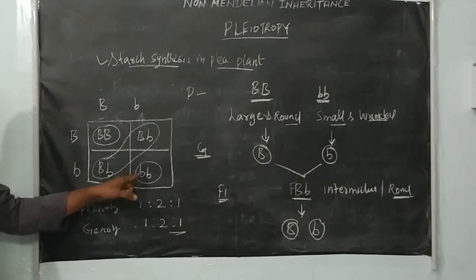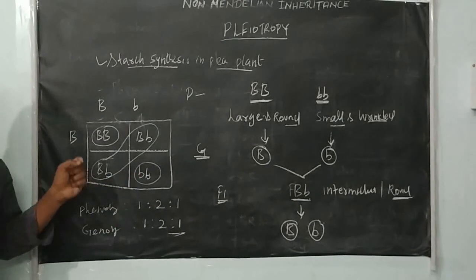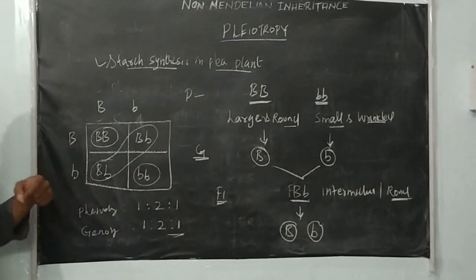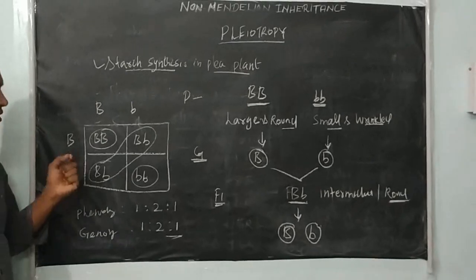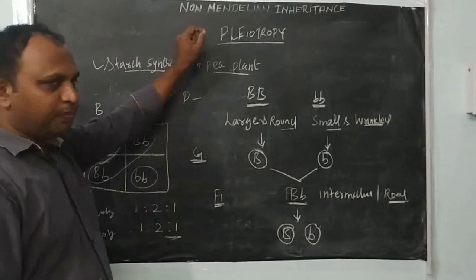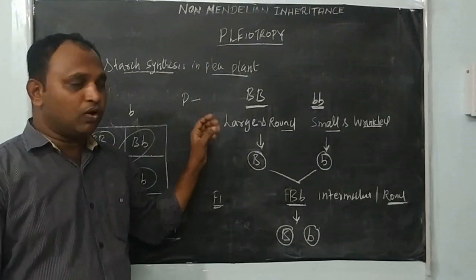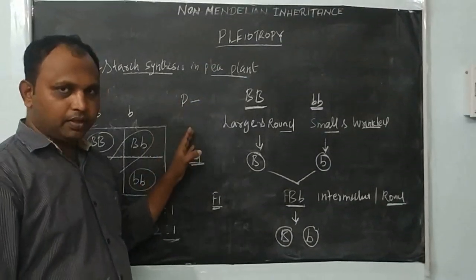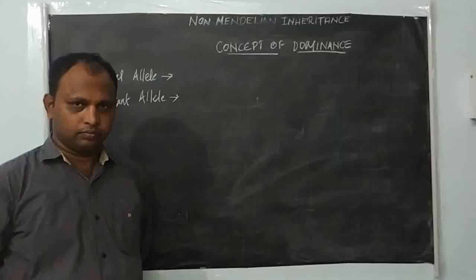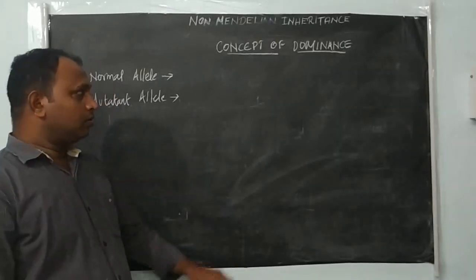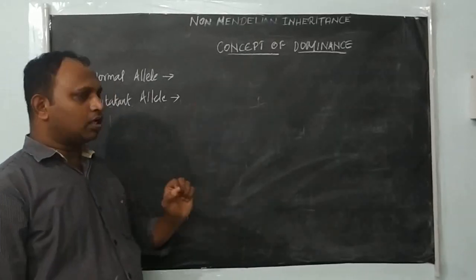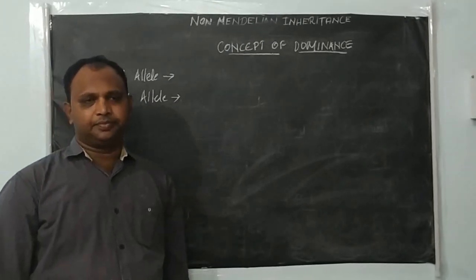But this particular gene, if present in heterozygous condition, produces another phenotypic effect. That's why we call this gene a pleiotropic gene. The phenomenon you can call pleiotropy. I hope that you understood the topic, right? So next we are going to discuss the concept of dominance, right?